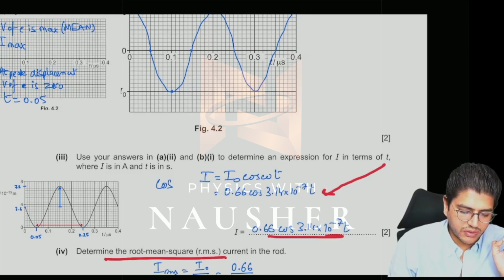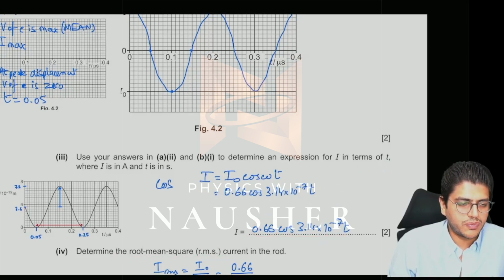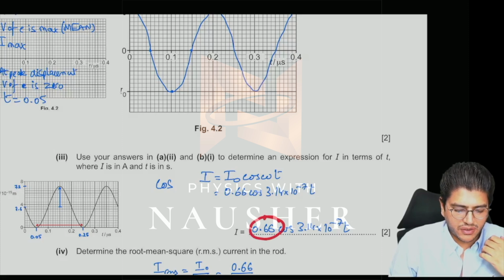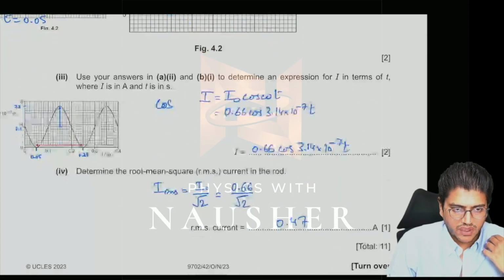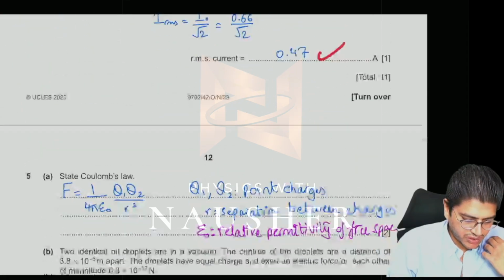Determine the root mean square value. This is your peak value. How do you get root mean square value? This is the peak value. You know that you have to divide by under root 2, and you'll get the RMS value, root mean square.